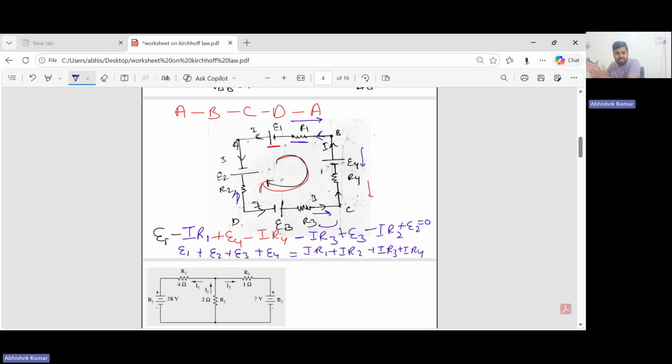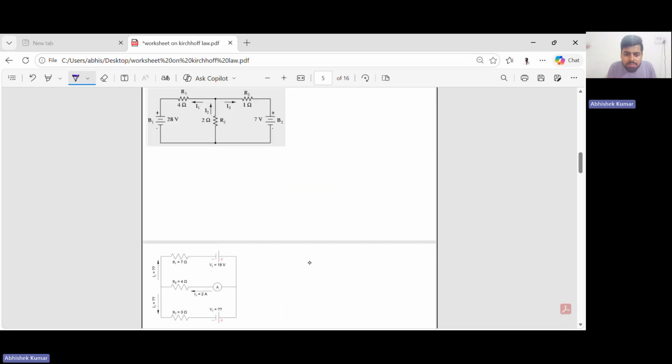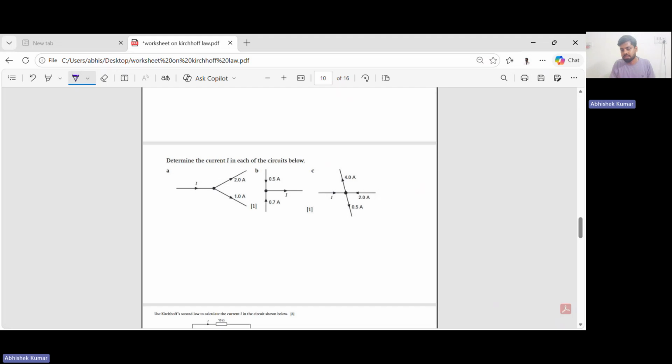E1 plus E2 plus E3 plus E4, that is equal to what? The product of current and the resistance value. It is clear to all? Yes. Now let's do some junction questions.